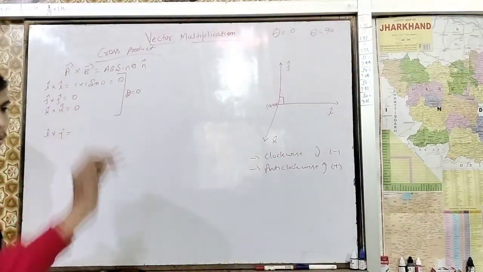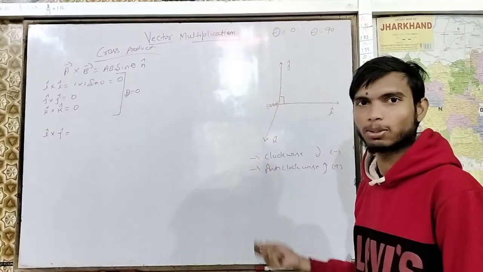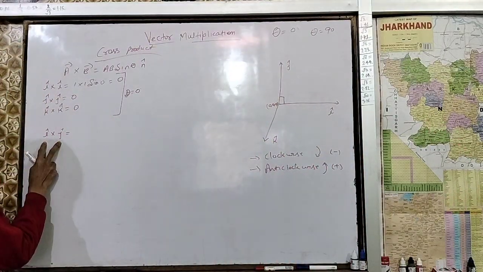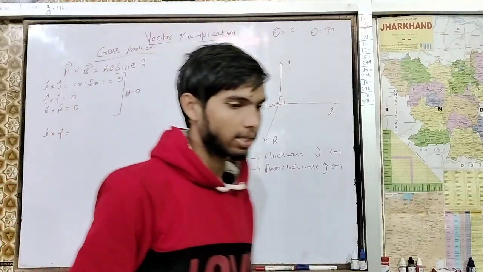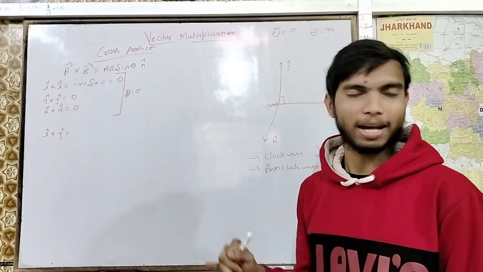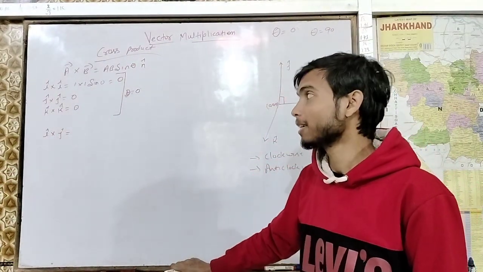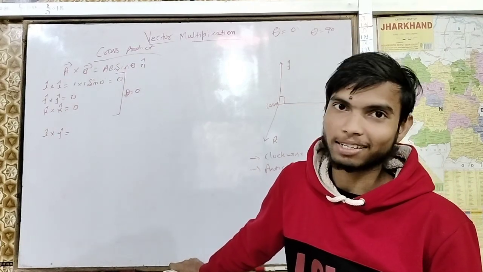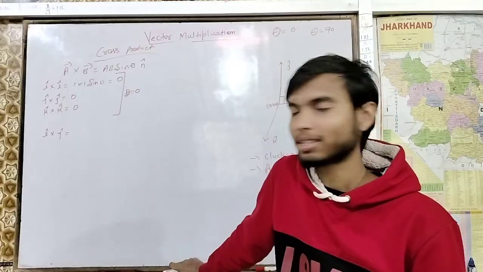Now look at it. In this case, the result was zero. Zero means nothing. Now we took two different axes, I cap and j cap. The angle would be 90 degrees. Both are perpendicular to each other.